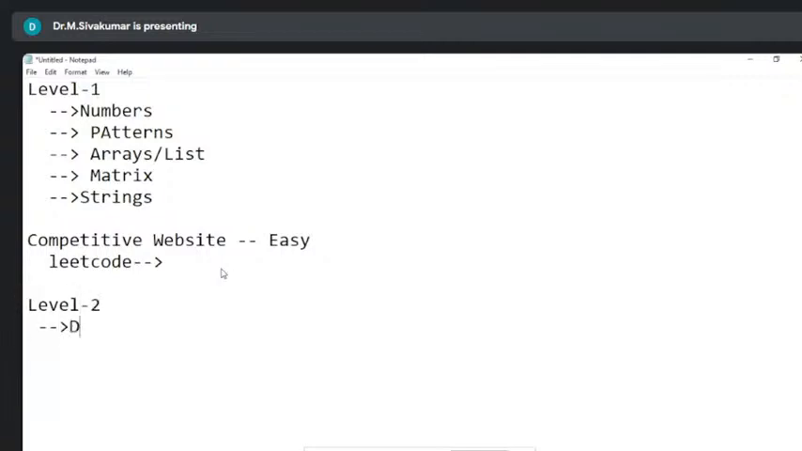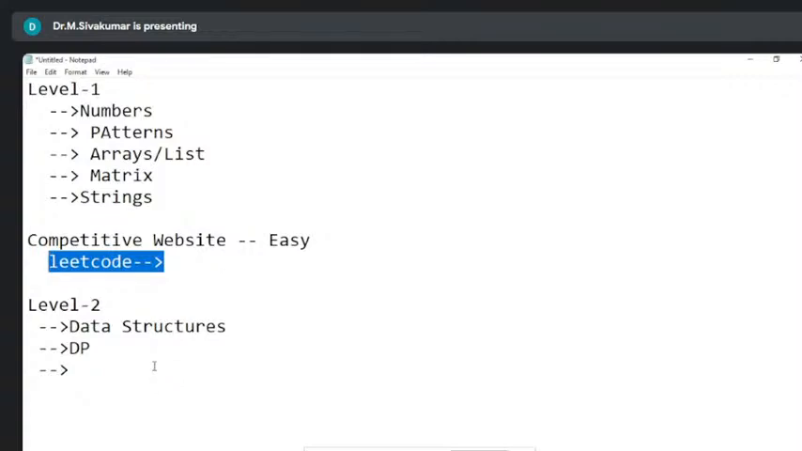Level 2 will be based on data structures. Data structures, as we know, has so many topics. Additionally, you have to add DP and divide and conquer and all. They have to practice in LeetCode itself. Let them try with easy and then they have to go with medium.